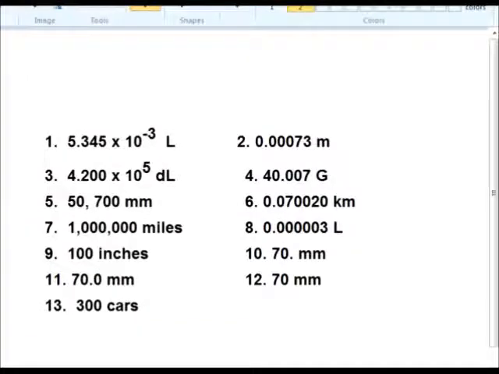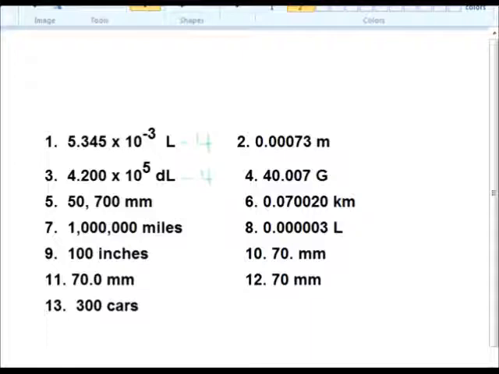When I look at number 1 and number 3, you'll notice that they're in scientific notation. Whenever they're in scientific notation, it automatically tells me that is the number of significant figures. So for number 1, 5.345 times 10 to the negative third liters, I already know those numbers are significant, so there would be 4 significant figures. Number 3, again, 4.200 times 10 to the fifth deciliters. That's telling me those are already significant, so again, 4 significant figures.